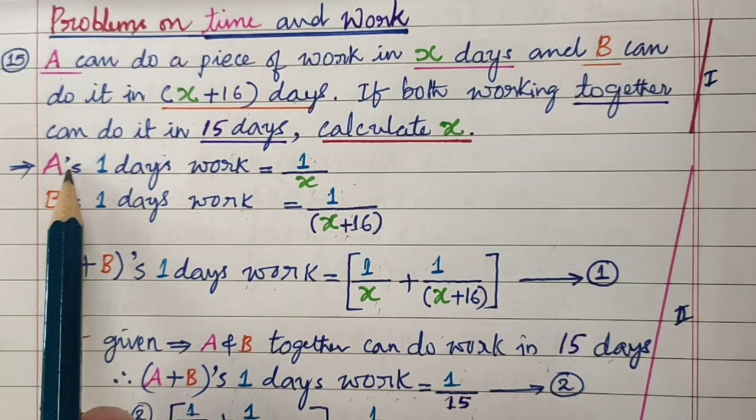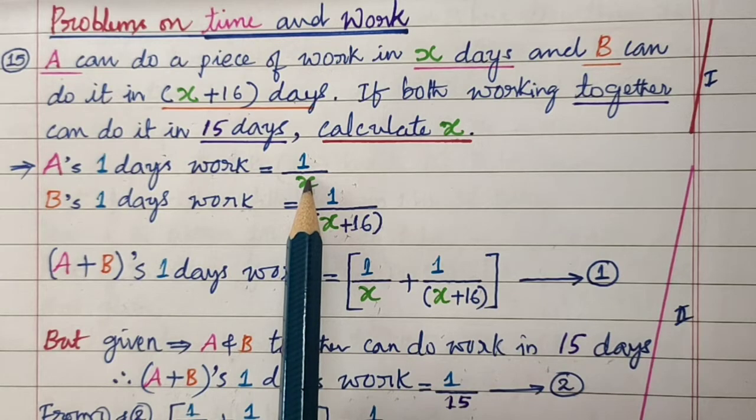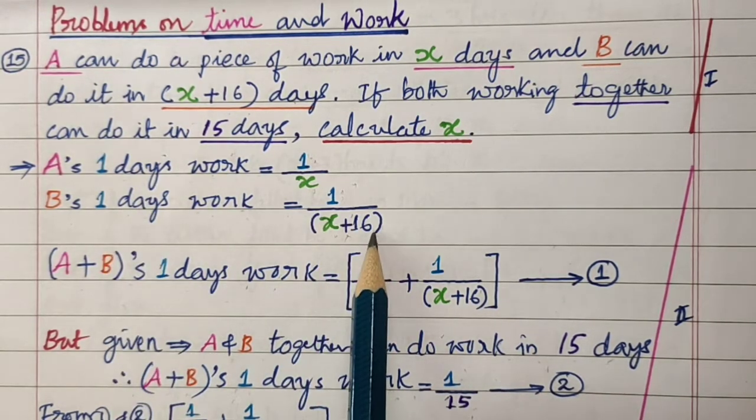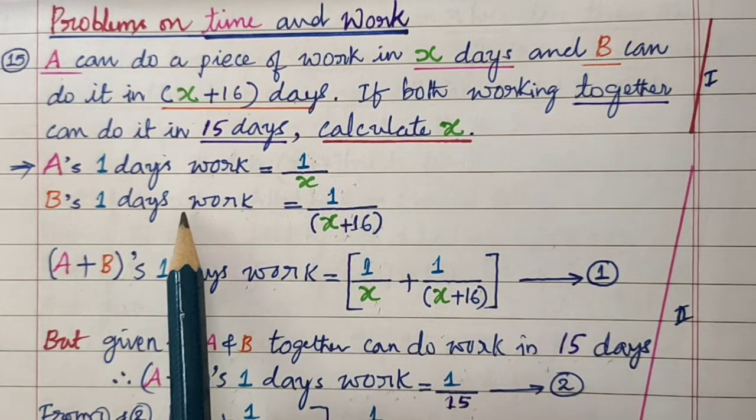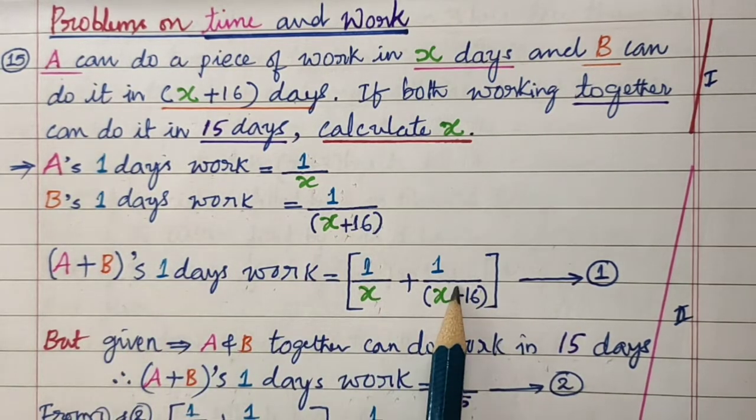See, A has worked x days. If you divide by the number of days, you will get 1 day's work. B has worked x plus 16 days. If you divide by that, you will get 1 day's work. So we are equating, then we are adding those two, then they are telling that they are going to finish in 15 days. Therefore, together 1 day's work is going to be 1 divided by 15.